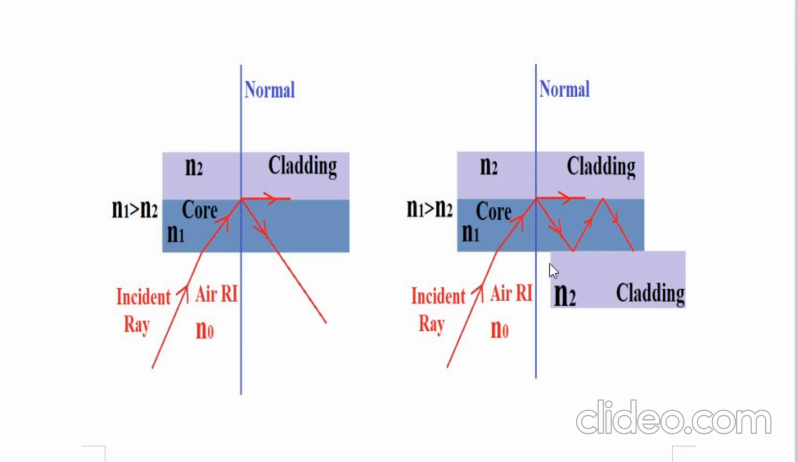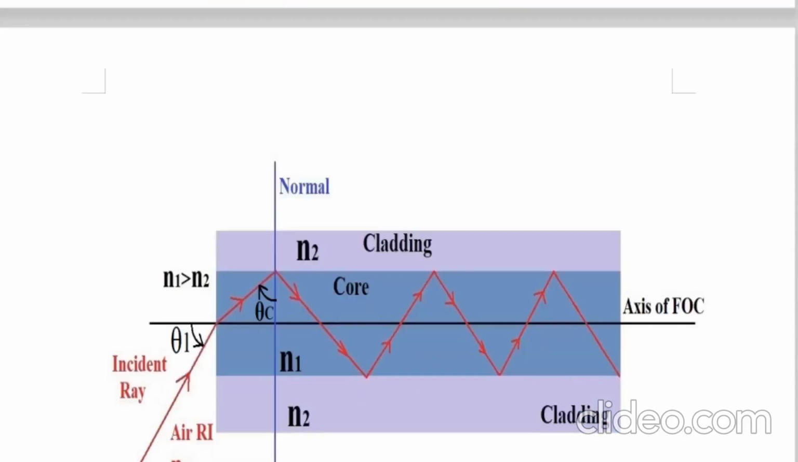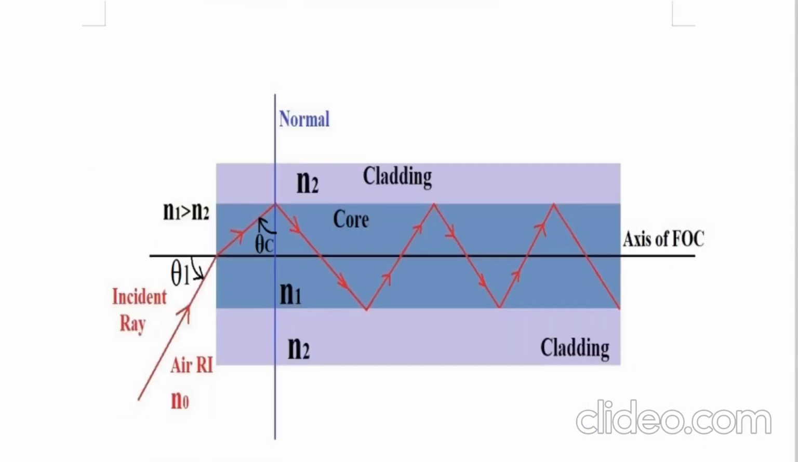Again you connected here N2 cladding, then again it will get reflected back, and here again there is a cladding, then again it is reflected back, and in this way, due to total internal reflection, the ray travels through the entire length of the fiber optic cable or through the entire length of the core material. And this is a very important factor, that is why Snell's law is used.